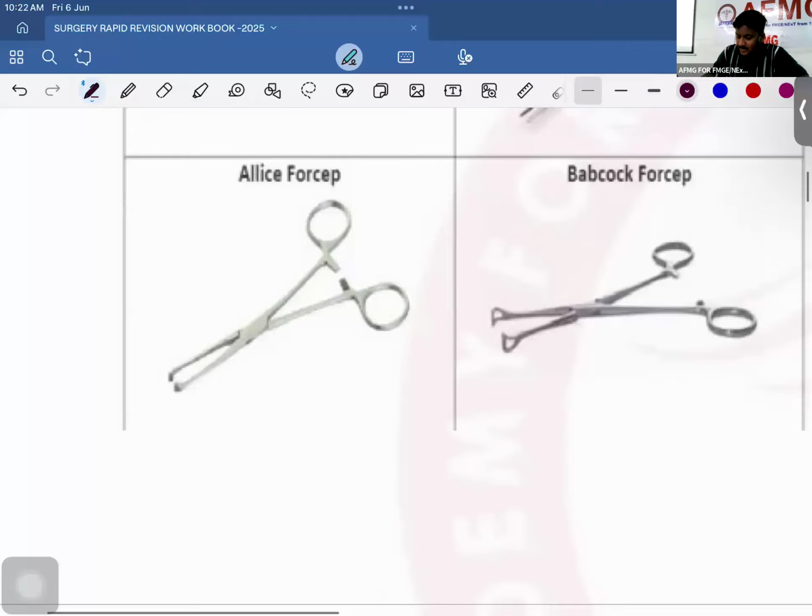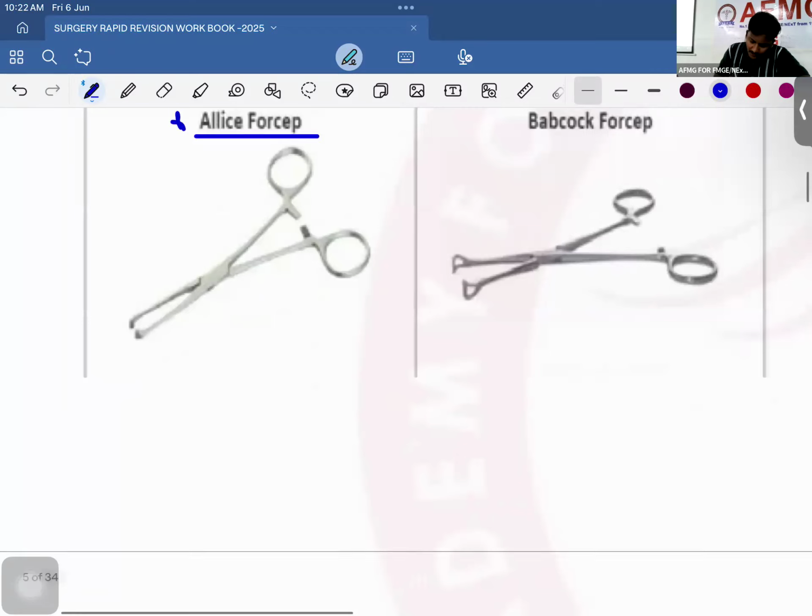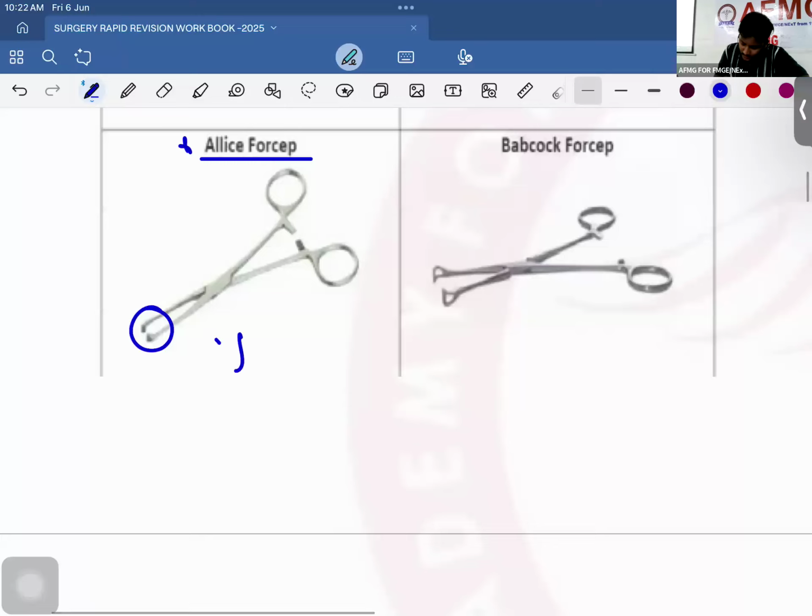Next is the tissue forceps, beta. These are the two tissue forceps. The first one is called Allis forceps. Allis forceps is going to have sharp or blunt edges? Sharp edges, beta. We know Allis forceps is going to have sharp or toothed edges, and therefore it will be used to hold which kind of structures? We know that Allis forceps is generally used to hold tough structures like fascia, or tendon for that matter.